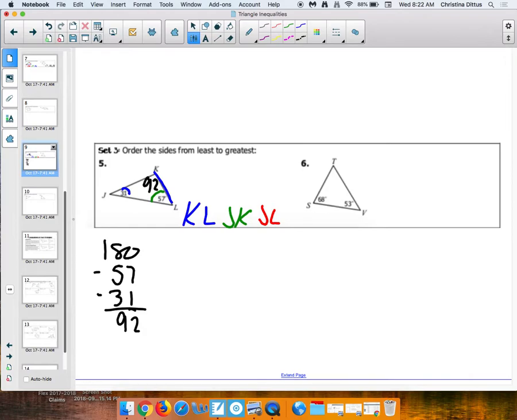Number 6, I've got the same problem, I don't know what T is. How can I find it? And what am I left with? 59. Quick math. I didn't use it.